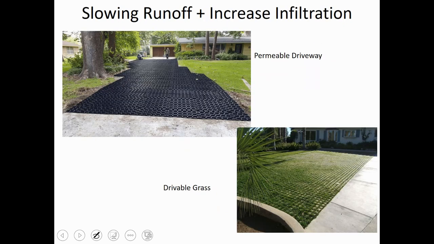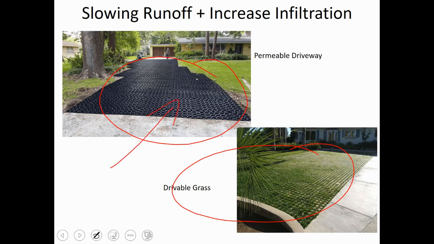Last thing is ways in which we can change our ground substance. So rather than putting in blacktop or concrete, you can actually put in these what we call permeable driveways or drivable grass. And it sets up a grid system. And even on this one, you can have grass that grows up between there. You can drive a car on it, but it allows for more infiltration of the water.